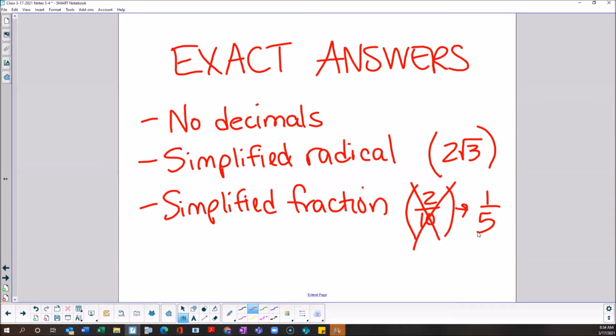Okay, we don't have a whole lot of fractions in this part of the unit, but we have a ton of radicals, right? So if you're giving an exact answer, you can't have any decimals. You have to simplify your radical and leave it as a simplified fraction. Okay, the other thing is if you're calculating circumference, area, all those things, which is what we did in the last part of the unit, you would leave your answer in terms of pi. That does not really apply for tomorrow's quiz, but I'm going to put that up here anyway.